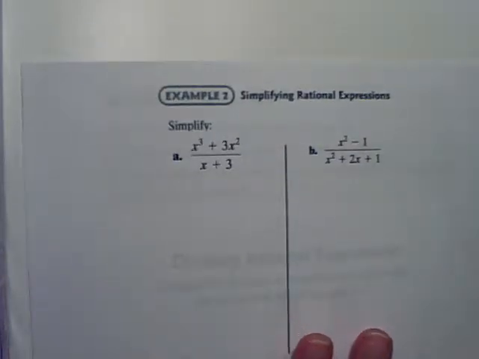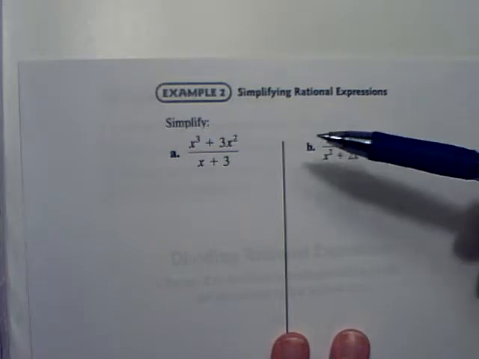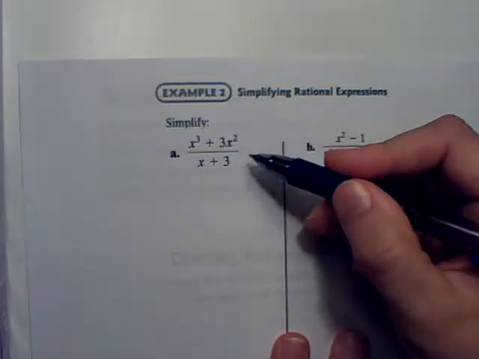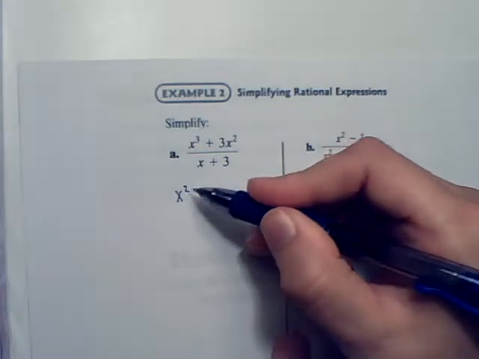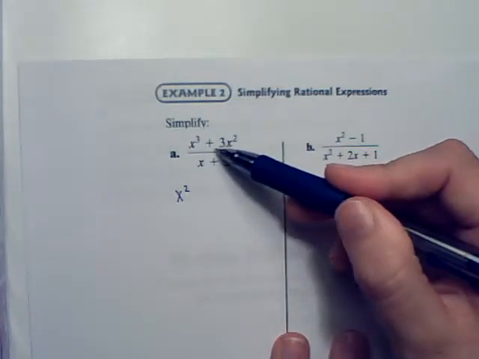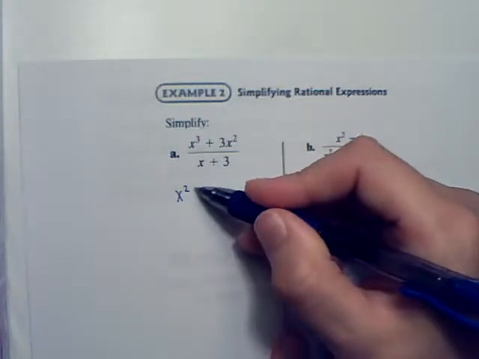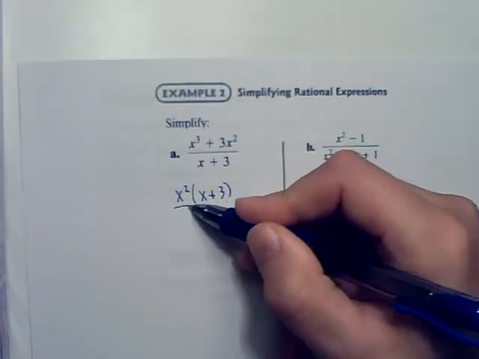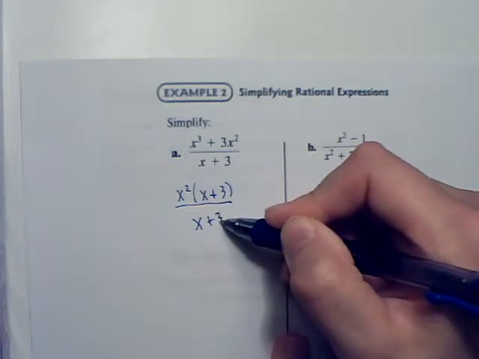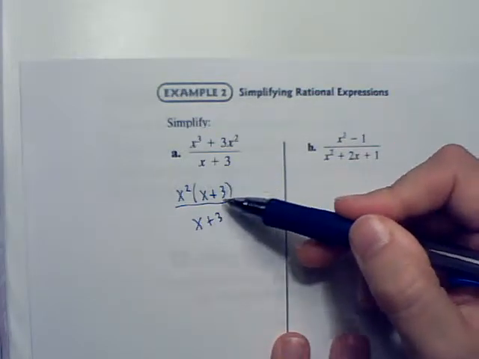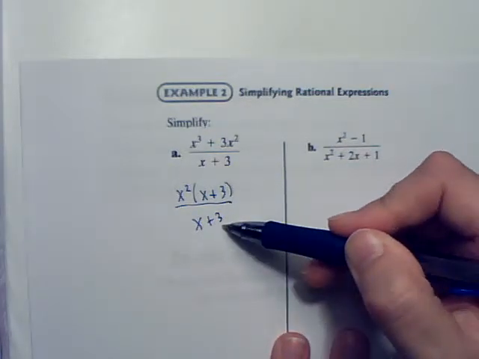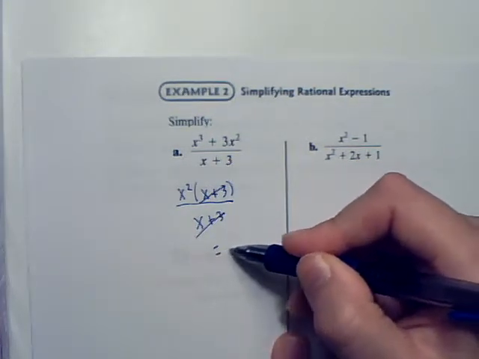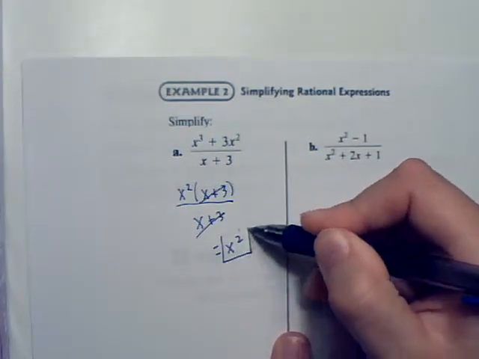Okay, in terms of simplifying here, we will be able to cancel a term. So if we look at the numerator, we can take out an x squared for this first one, so it's x to the third plus 3x squared. If we take out an x squared, that would leave you with x plus 3, and then over x plus 3. And if you notice, we have a common factor here in both numerator and denominator, so we can cancel those factors out, leaving us with x squared as the final simplified answer.